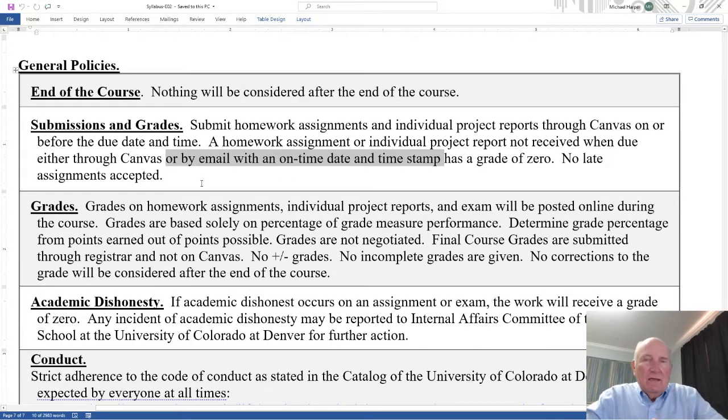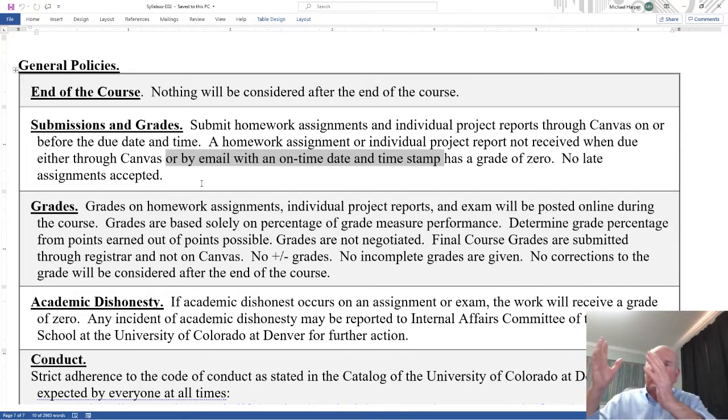Now, submit everything through Canvas. But sometimes I'll get emails that say, something happened. Can I submit it by email? And I'll accept it through email. That's not the preferred way to submit assignments. You have to submit them through Canvas.